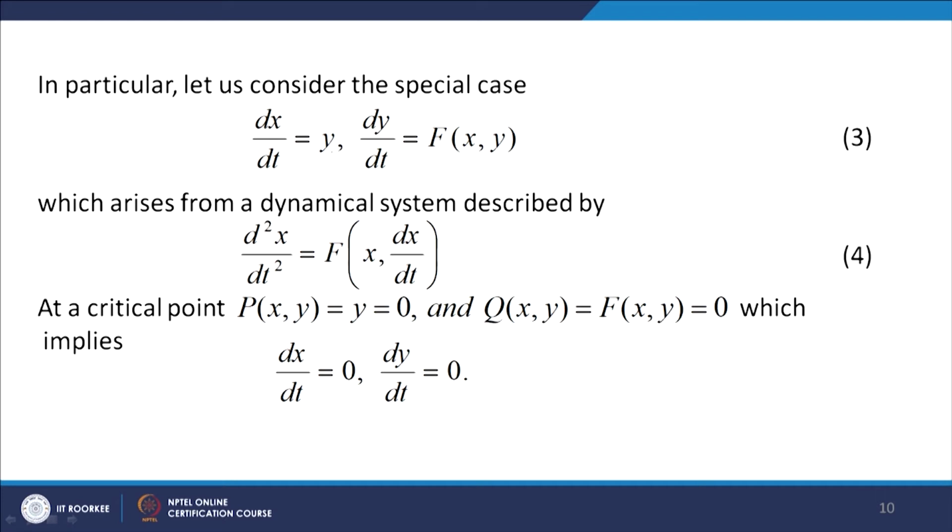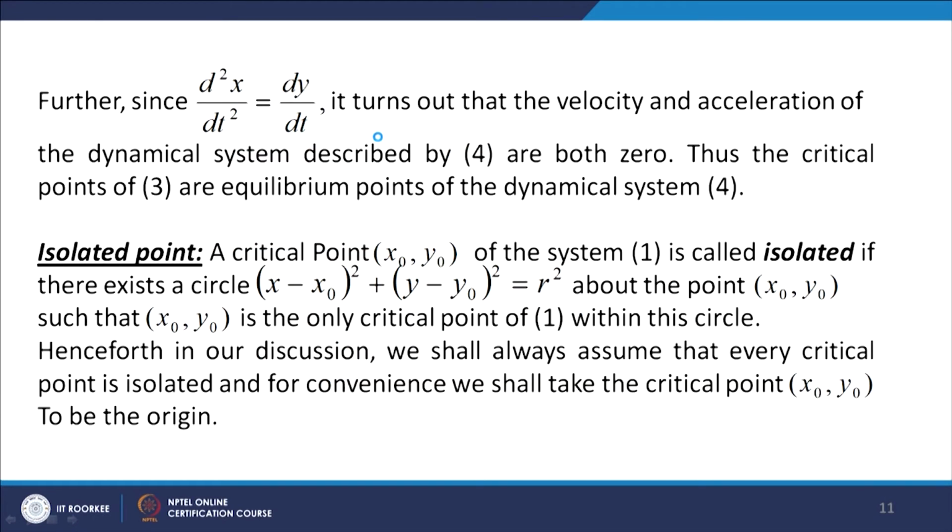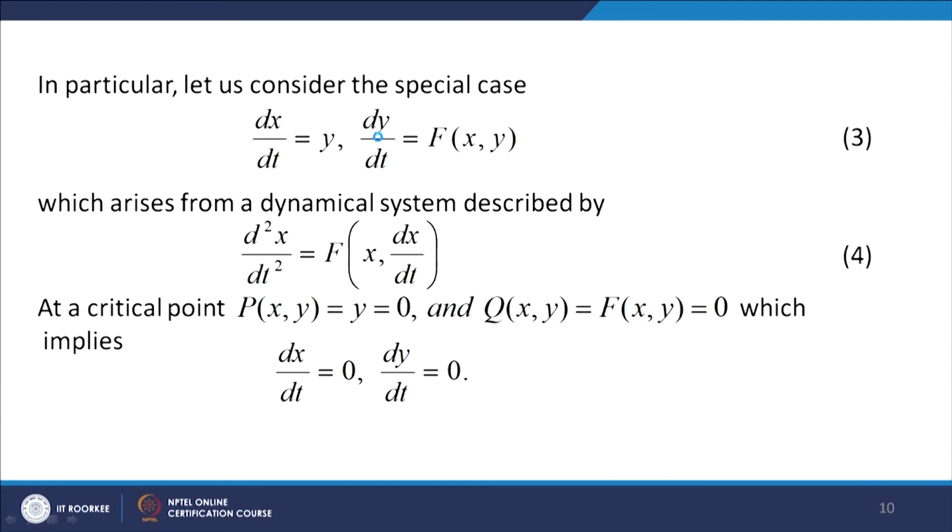So, p(x,y) equal to y is 0 and q(x,y) equal to f(x,y) is equal to 0. Now, y equal to 0 means at the critical point dx/dt is equal to 0, and f(x,y) equal to 0 means dy/dt equal to 0. So, at a critical point dx/dt is equal to 0 and dy/dt equal to 0, and further, since d²x/dt² equal to dy/dt, you can see from here dx/dt equal to y.